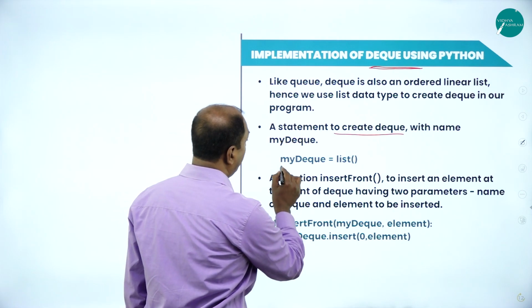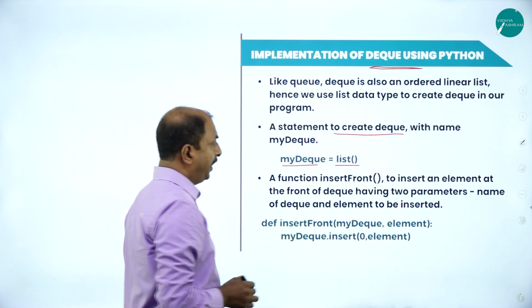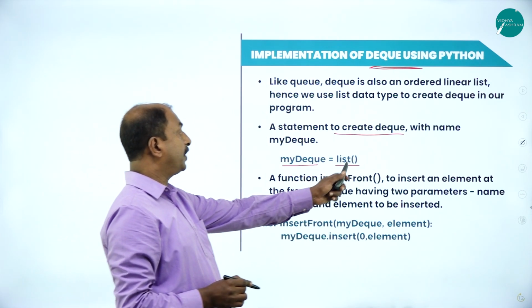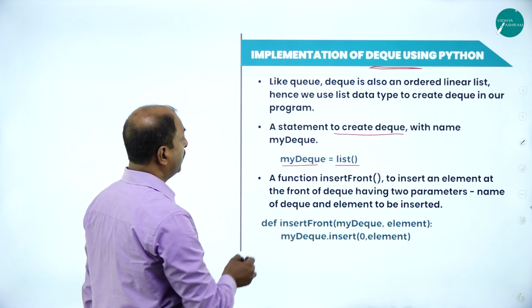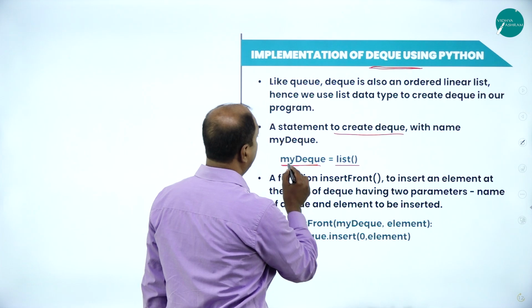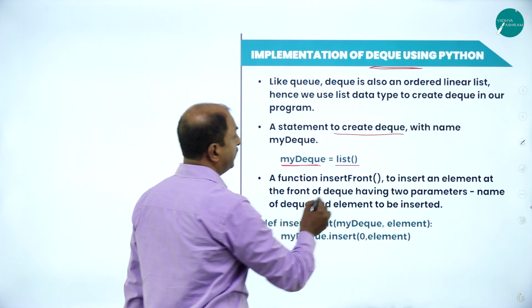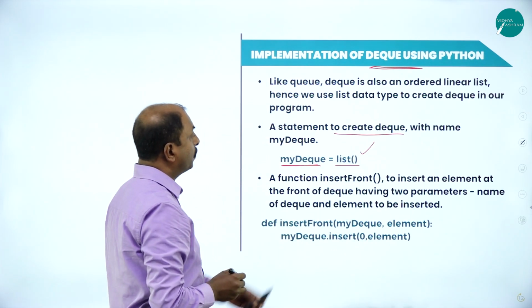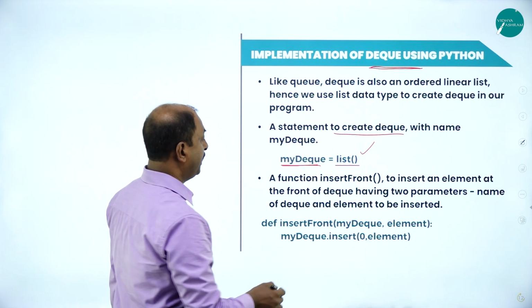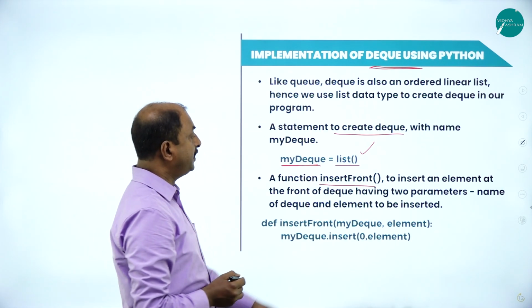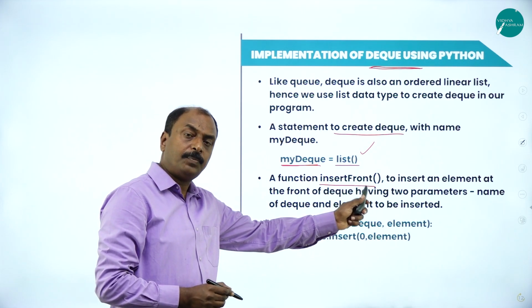The syntax is my_dq = list. Again, because we are implementing the data structure queue on the list data type in Python. So here my_dq is the name of the DQ, and it is a list. This is the syntax to create a new DQ data structure. Next one is insert front. This is inserting an element at the front pointer.